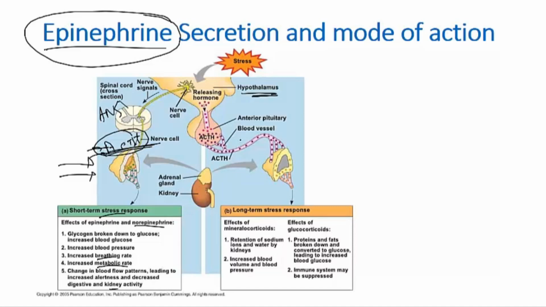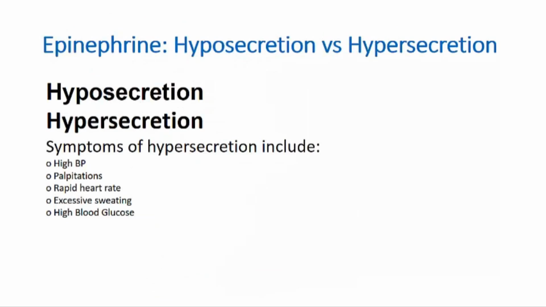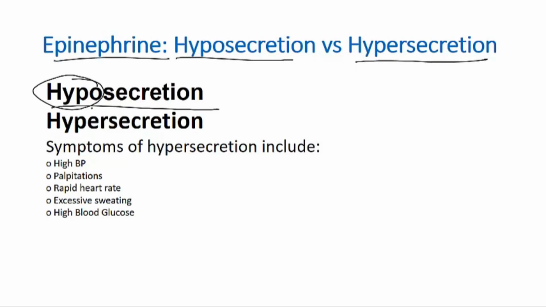So the deficiency of these hormones can lead to certain types of problems, and not only deficiency, if these hormones are produced in high concentrations, that also can create certain problems. So what happens if there is hyposecretion and hypersecretion of epinephrine? There are two situations. Hyposecretion means there is a less amount of epinephrine produced compared to the normal value. Hypersecretion means higher amount or concentration of epinephrine is secreted than the normal value.